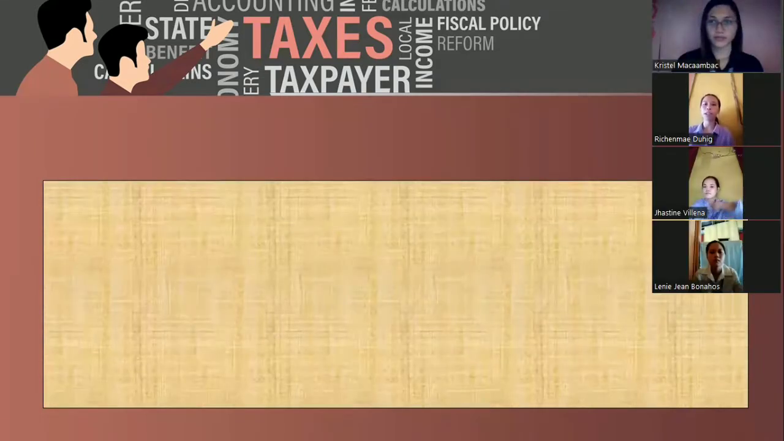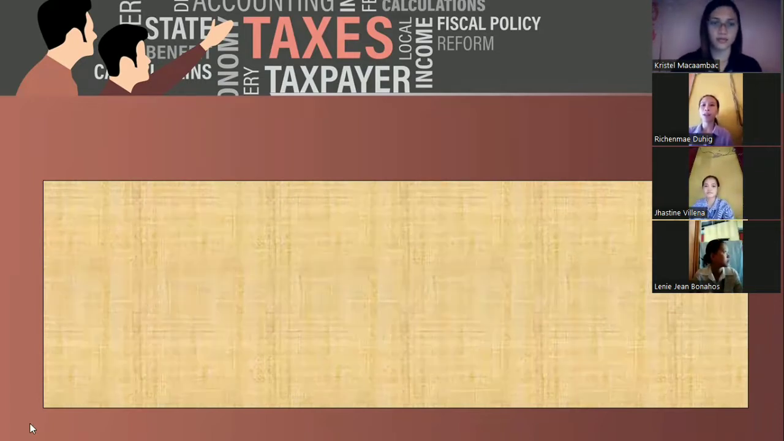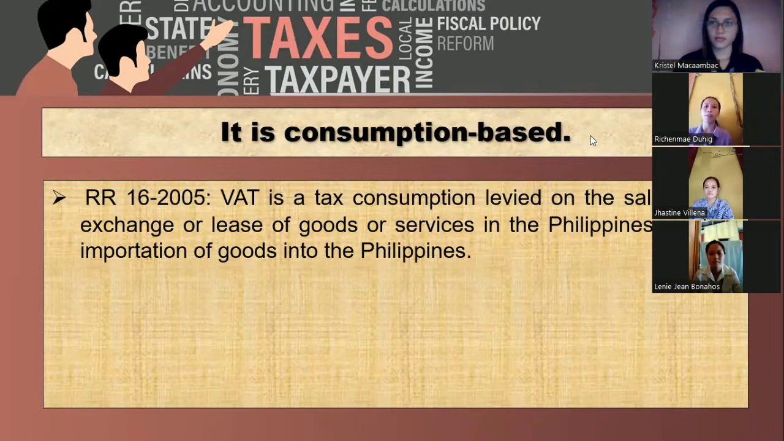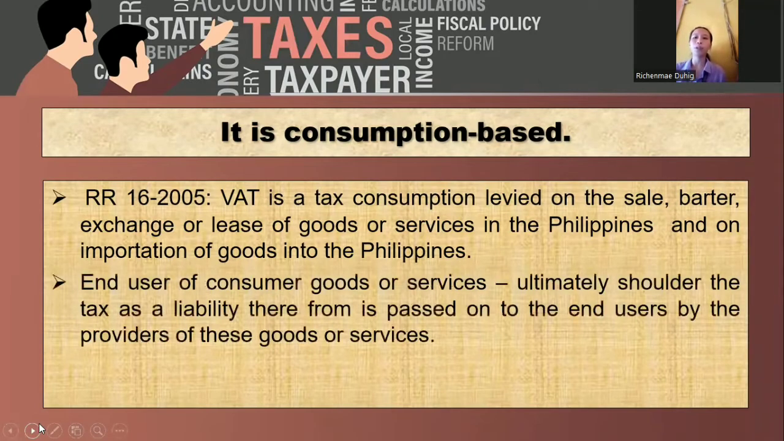So let's go on to VAT characteristic number 2: consumption based. According to the definition, VAT is a tax on consumption levied on the sale, barter, exchange, or lease of goods, properties, and services in the Philippines and on the importation of goods into the Philippines. So end users of consumer goods or services ultimately shoulder the tax as a liability, which is passed onto the end users by the sellers of these goods or services. So it is consumed. When we talk about consumption based, the VAT is included.